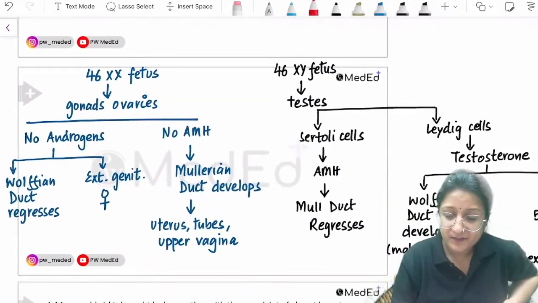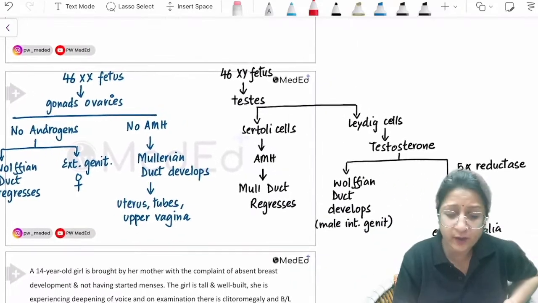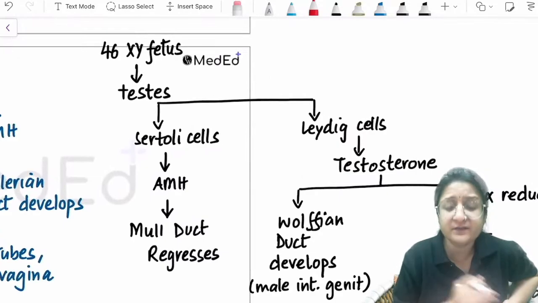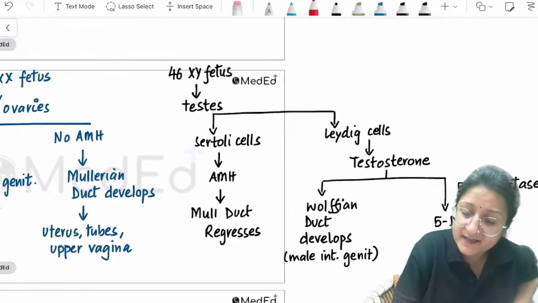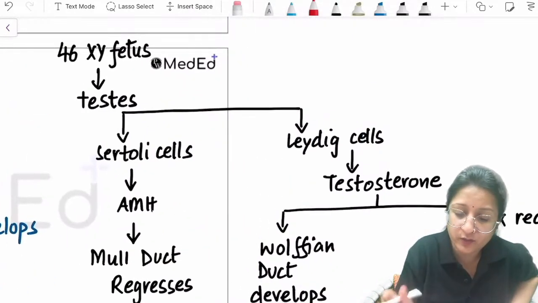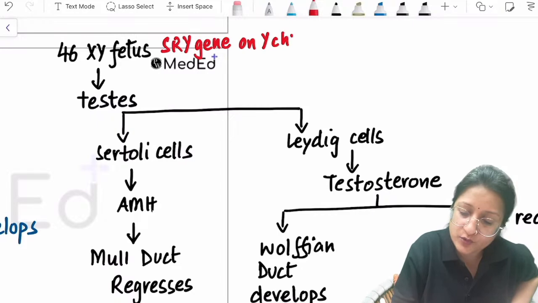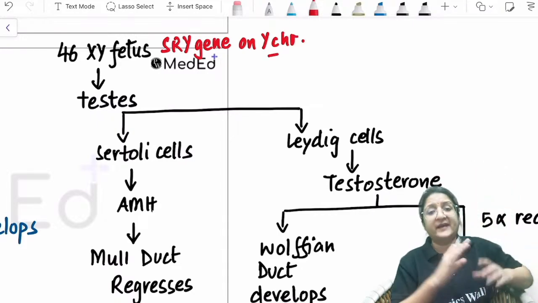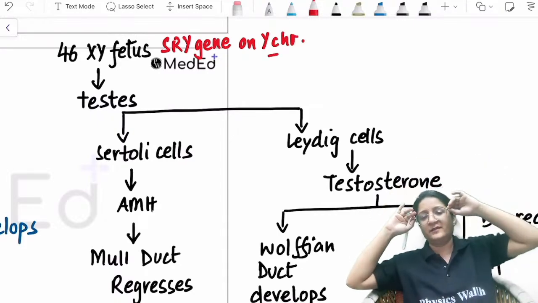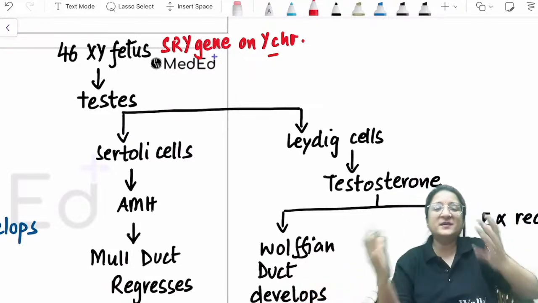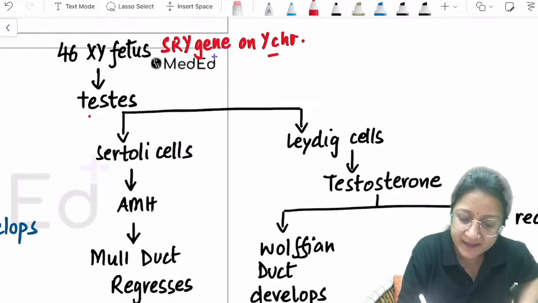Quick revision. You people have forgotten your development of sex. In a 46XY fetus, there is an SRY gene on the Y chromosome. SRY is not the only gene, but it is the primary first-step gene. The SRY gene will upregulate other genes, and ultimately the gonads will become testes.